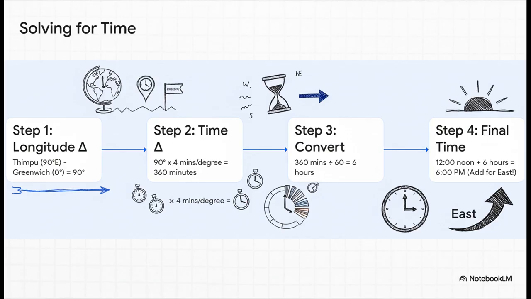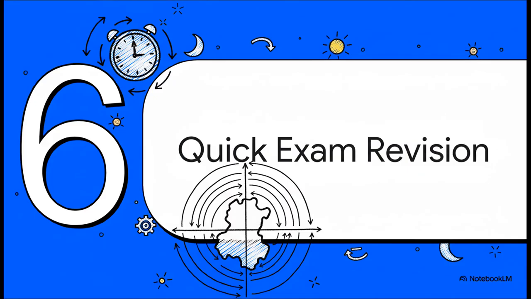Perfect. And the final step. Since Thimphu is to the east of Greenwich, the sun gets there earlier, so we add the time. 12 noon plus 6 hours is 6 p.m. See, I told you it was easy. Excellent job, everyone. It's all about that one simple rule, isn't it?